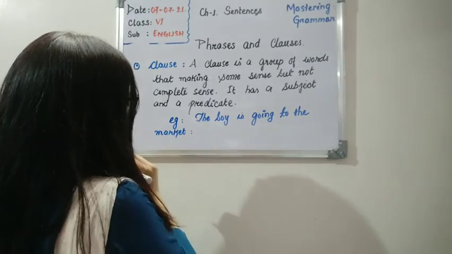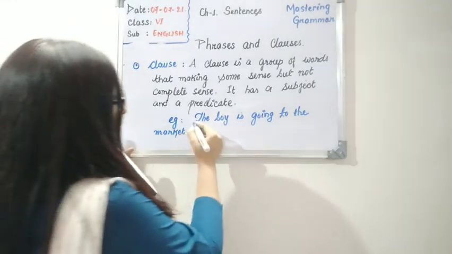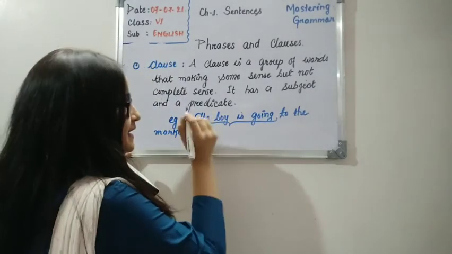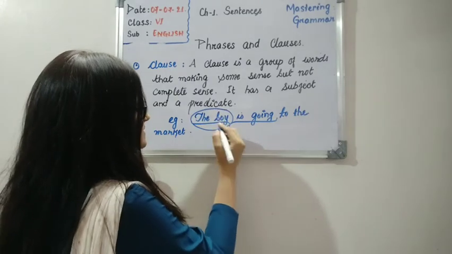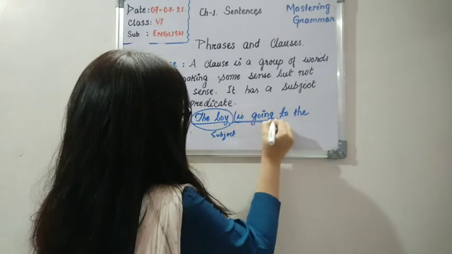Okay, the boy is going to the market. Now we have completed this. So you can see, children, here the boy is going is making some sense. Why? Because the boy is the subject here, and is going is the verb.